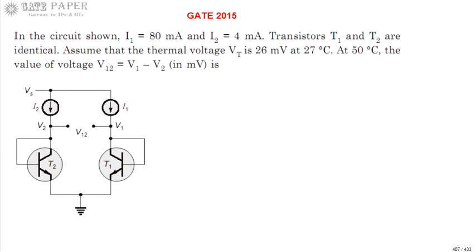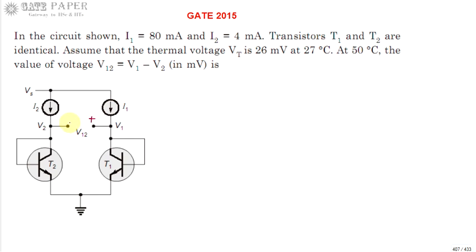Hello, we are discussing the GATE 2015 ECE paper. Look at the circuit diagram. I1 is 80 milliamperes, I2 is 4 milliamperes. Transistors T1 and T2 are identical. Given that the thermal voltage Vt is 26 millivolts at room temperature, that is 27 degrees centigrade, find the output voltage V12.